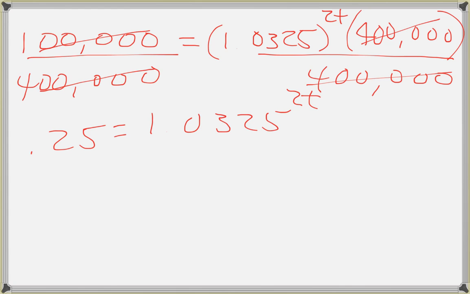Now the problem that we have is right now at this point in time you do not know how to solve exponential equations. We're going to learn how to do that, but until you do, what you're going to want to do is put this on your calculator. So we have this equation, 0.25 equals 1.0325 raised to the 2t, and we're trying to get t by itself. So we're going to go over and put this on our calculators.